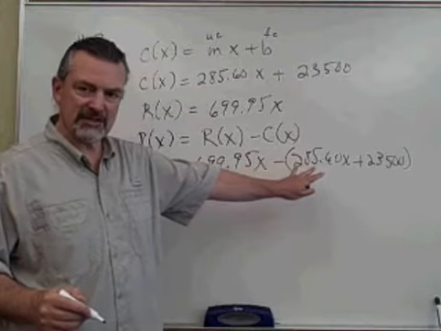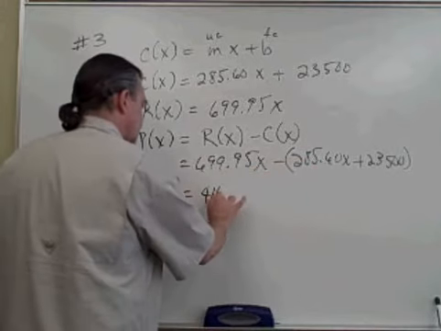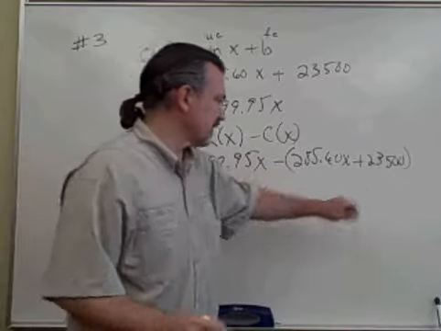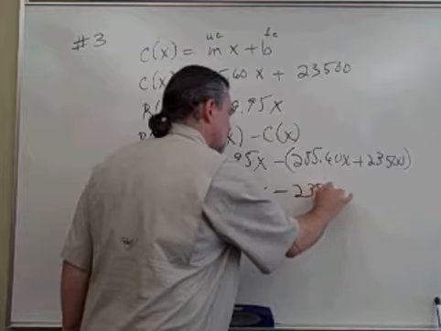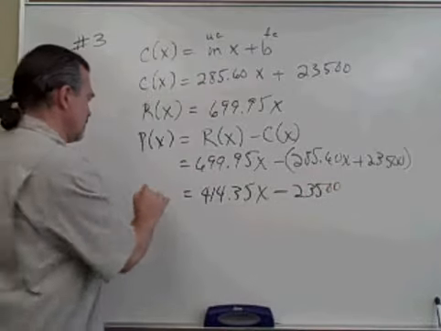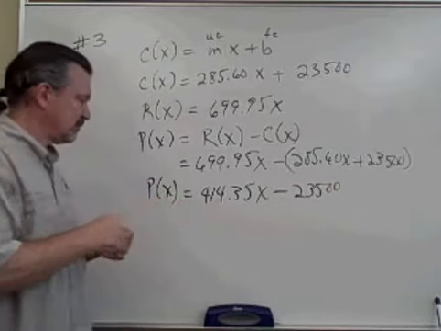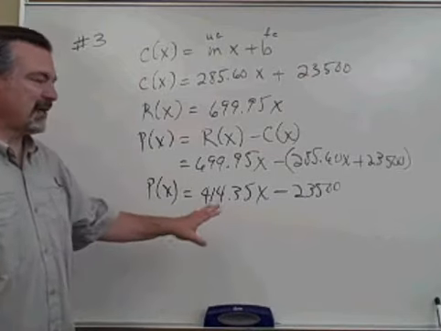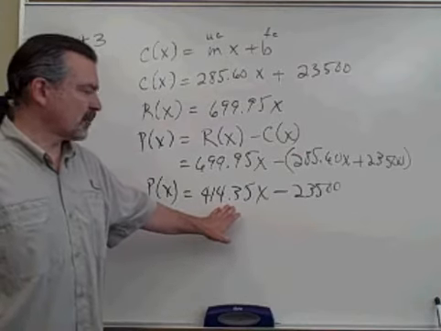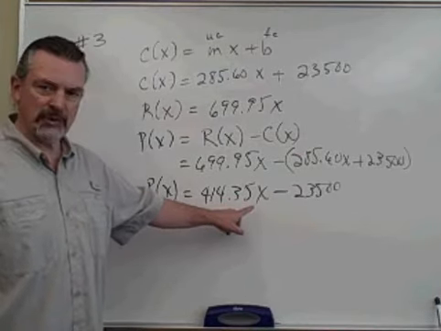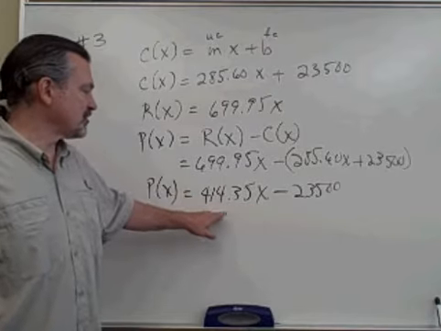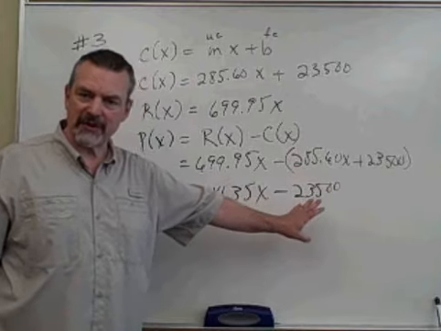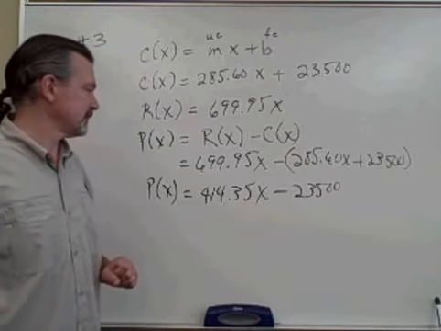699.95x minus 285.60x, we already saw what that was. That's 414.35x, and minus the plus is going to give us minus 23,500. So here's our profit function, P of x. And that makes sense. We're making a profit of $414.35 on every windshield. So we'll have to sell enough windshields so this profit per windshield balances out the $23,500 fixed cost we have every week.